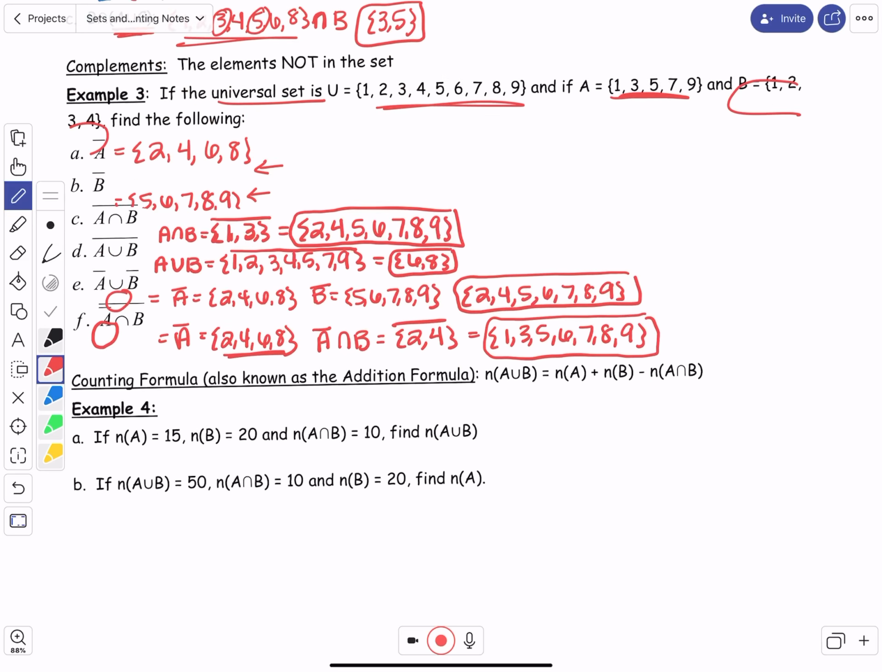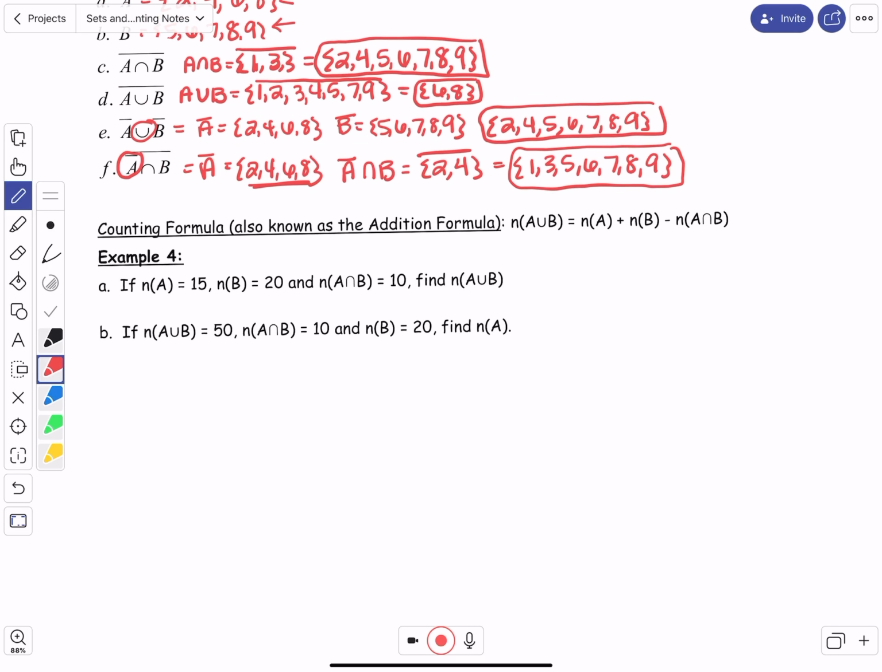Okay, so now let's get to our counting formula, also known as the addition formula. And this is something you will see again on the ACT and the SAT. You'll need to know this one. So what you do, if it ever asks for a probability, like of an OR, you take what something has in each set, and you have to subtract what they have in common together, okay?